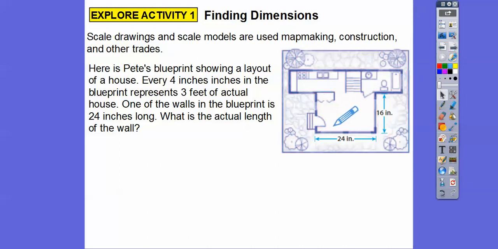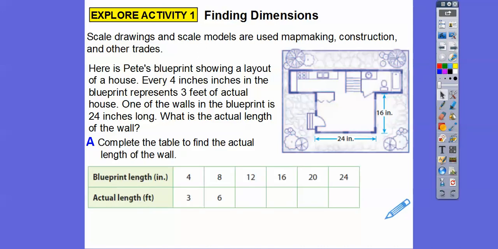Well, there's a couple of ways to do that, you guys. If every 4 inches equals 3 feet, if we divide 24 by 4, which is 6, then 6 times 3 would be 18 feet. So this will be 18 feet, but your book is actually wanting you to complete the table to find the actual length of the wall.